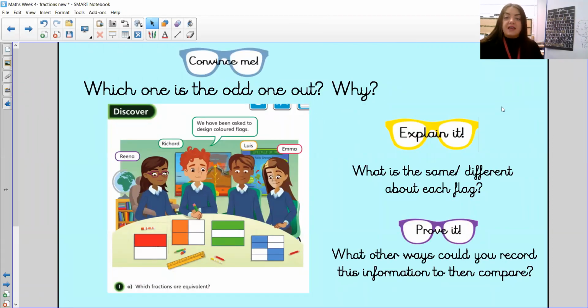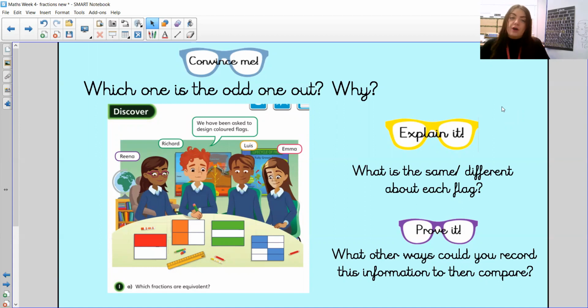Okay, so the first thing I want you to do with this question is explain it. So simply looking at this question, Rena, Richard, Louise and Emma have designed their own flags. I just simply want you to look at those flags. What is the same? What is different about each of those flags? The quite obvious one that is different is they are different colours. But does that matter to our maths learning? At the minute, no. So think about mathematically what is the same and what is different.